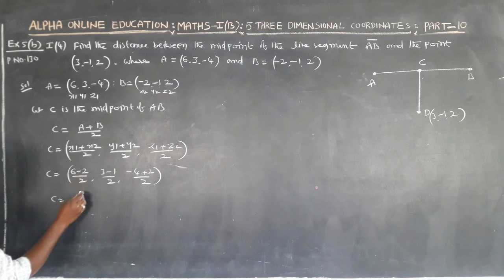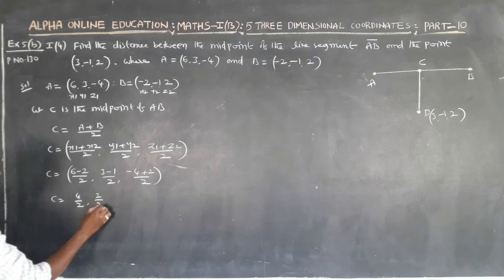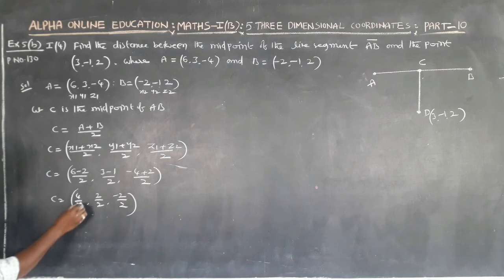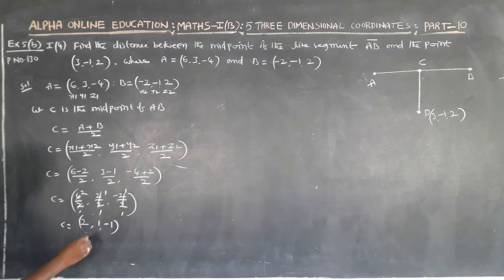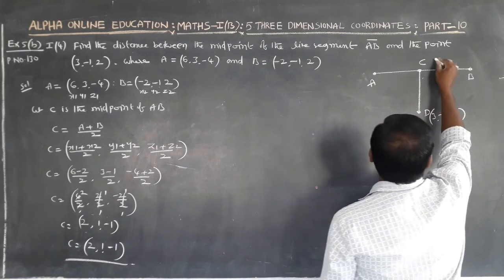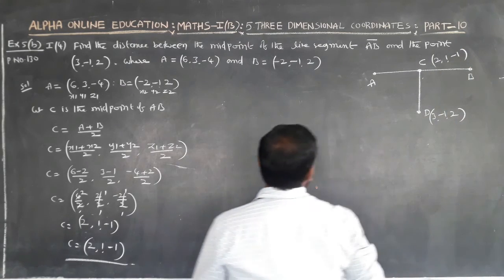C is equal to 4 by 2, 2 by 2, minus 2 by 2, which gives 2, 1, -1. So C is equal to (2, 1, -1). Here C is the midpoint.